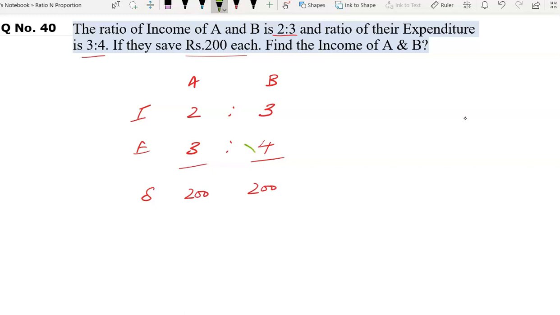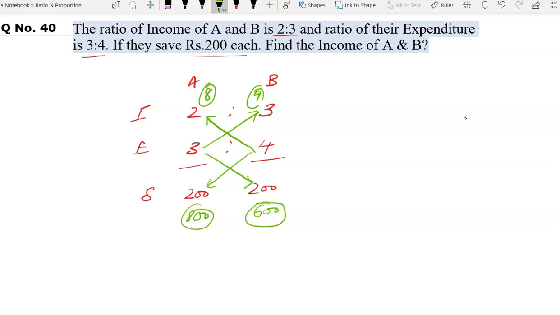So we will cross multiply this. 4 into 2 will give us 8. 3 into 3 will give us 9. 4 into 200 will give us 800. 3 into 200 will give us 600. So the difference between 800 and 600 is 200. And the difference between 8 and 9 is 1. So 1 unit will represent 200.